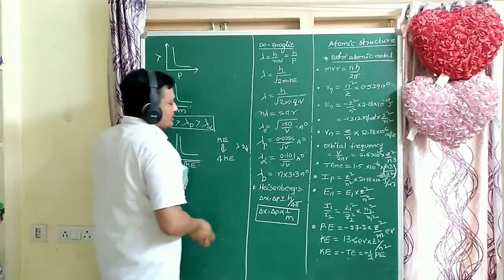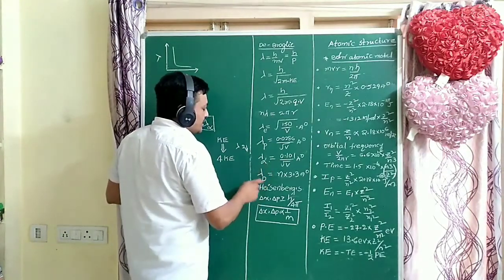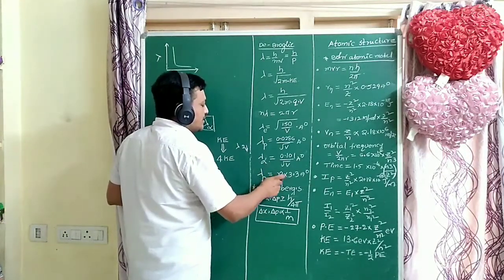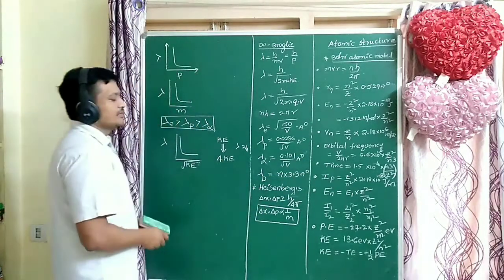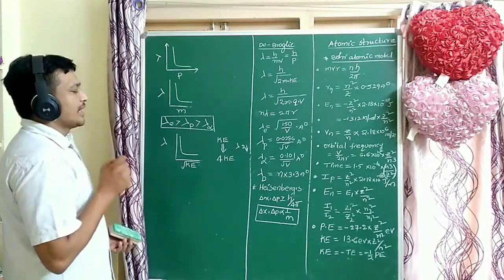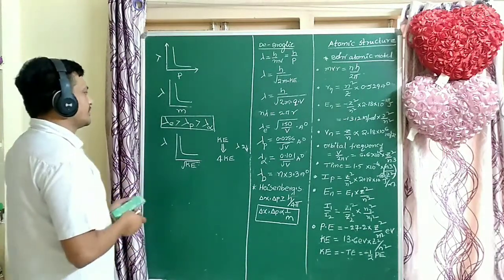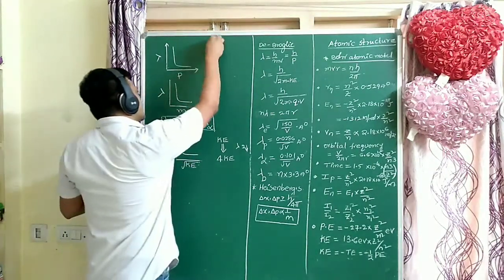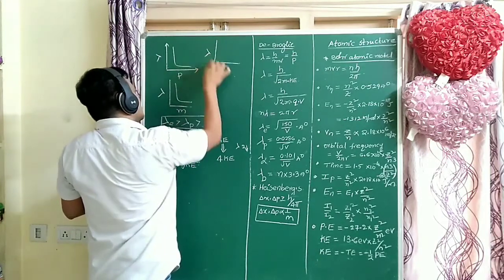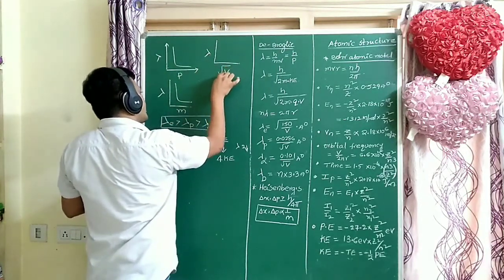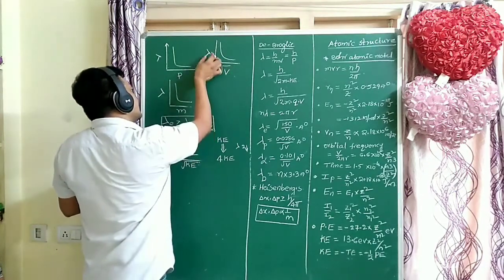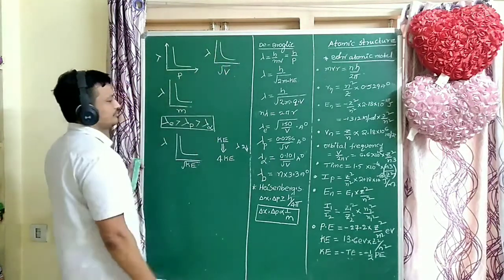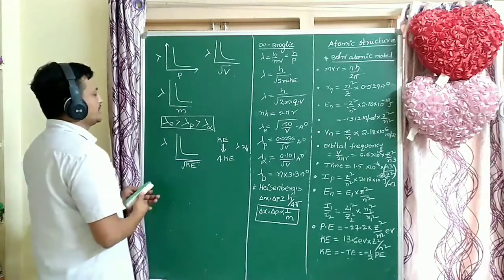The de Broglie wavelength of any particular orbit equals n into 3.3 angstroms. That is very important. What is the relation between wavelength and square root of potential? Inversely proportional: as one increases, the other decreases. This is very important.